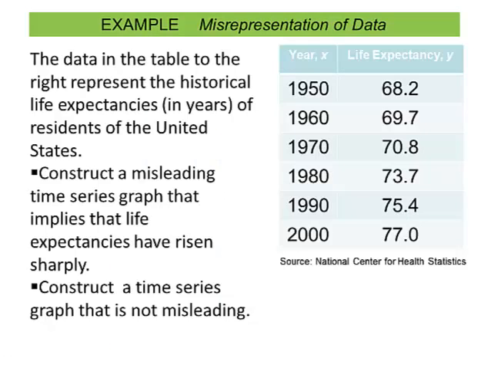The data in the table to the right represents the historical life expectancy in years of residents of the United States. So in 1950, the life expectancy was 68.2 years. And we can see as the years go up, the life expectancy goes up. So we're first going to construct a misleading time series graph that implies life expectancy has risen sharply. And then we're going to construct a time series graph that is not misleading. Let's look at the first one.